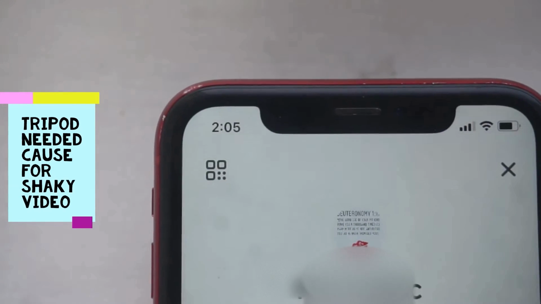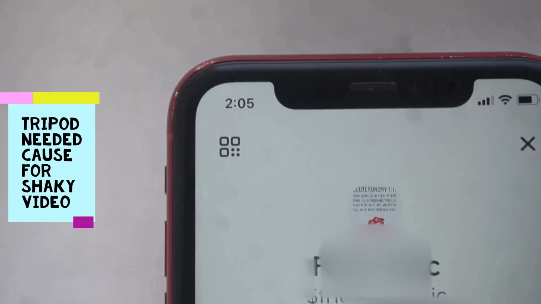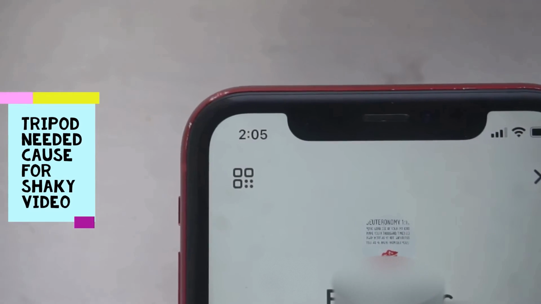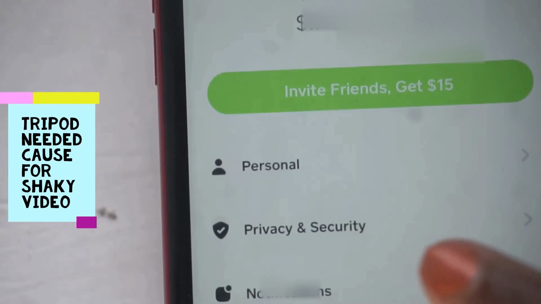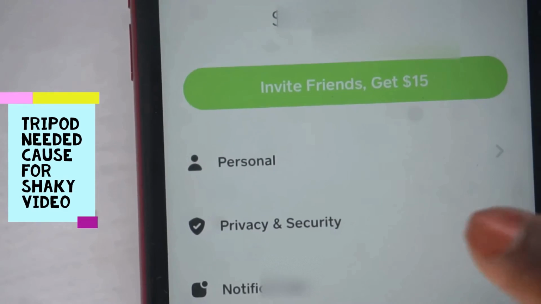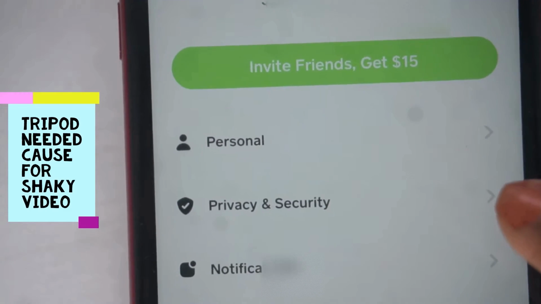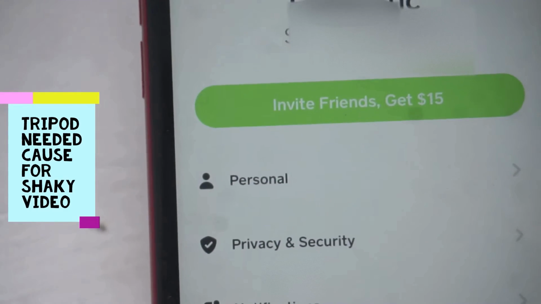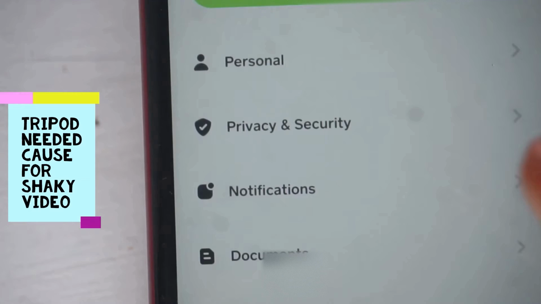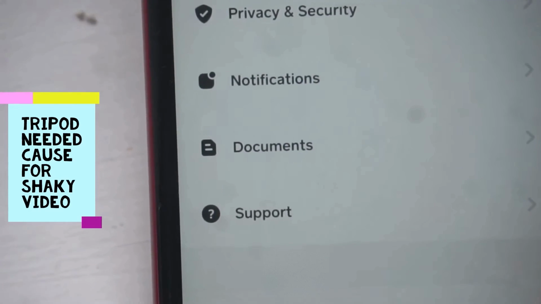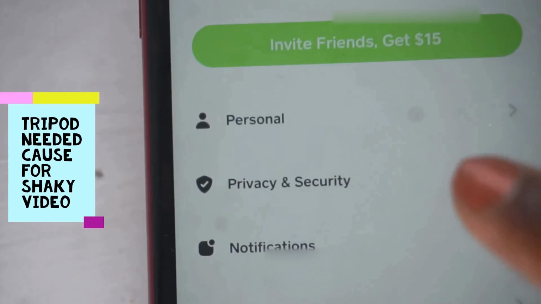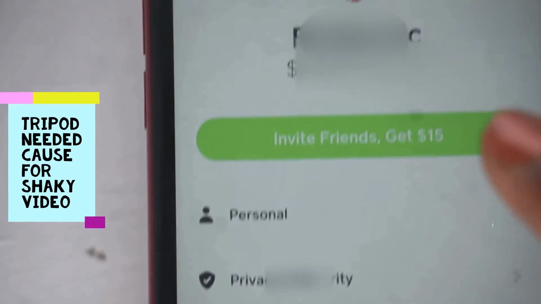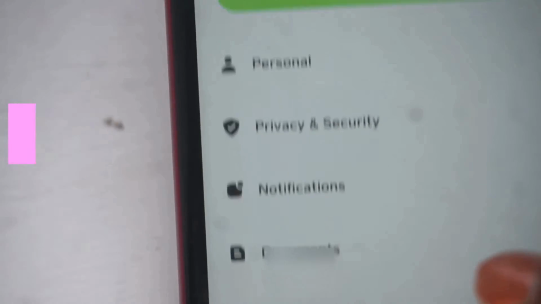Once you click on it, you will be asked to fill out your personal information. This is my profile picture. You would check out your privacy and security. There are notifications and documents. This is what you will find on your first page. So make sure you fill out this personal information and have your cash tag and stuff like that.